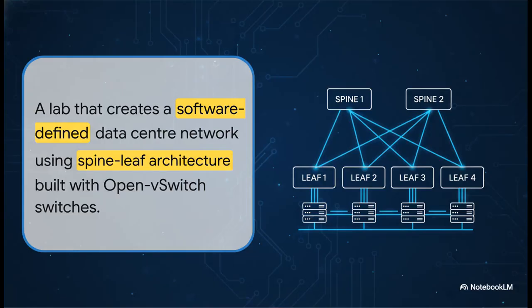So let's meet the star of the show, CLAB SDN DCN. As the GitHub page says, this thing creates a fully fledged software-defined data center network. And we're not talking about some simple flat network either. No, this is built using a modern spine leaf architecture. You know, the kind you'd actually find in a real-world data center.